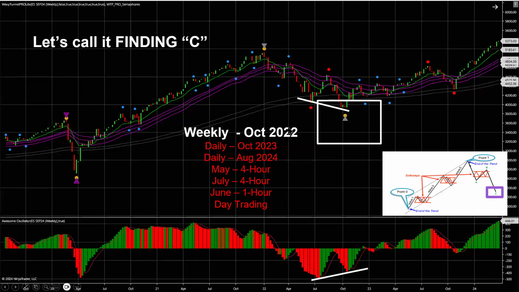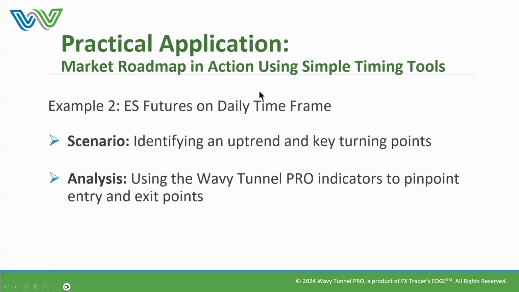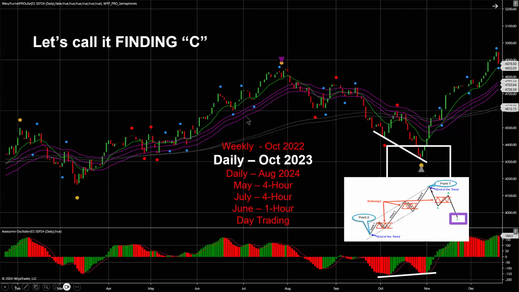Now let's go to October 2023, which is right over here, and you will see the exact same pattern, but on the daily chart. Okay, so the exact same pattern. And here we go. You have the purple arrow up here, and then you have the gray arrow down here, and this is where the wave separates from the tunnel, and then we start the correction. This was also a very deep correction on the daily, but look at the pattern. It's the same exact pattern that we just saw on the weekly.